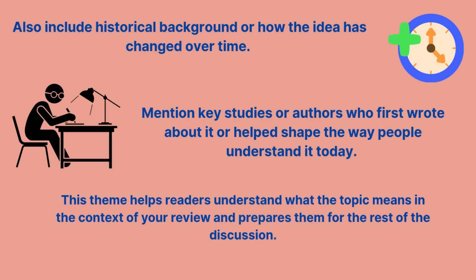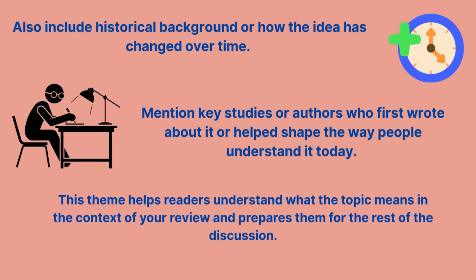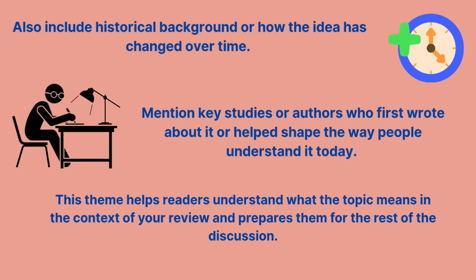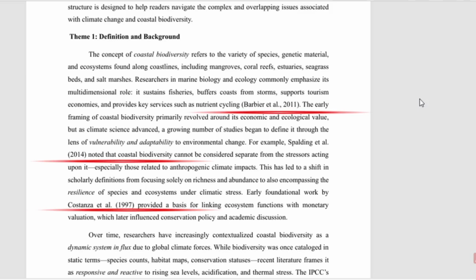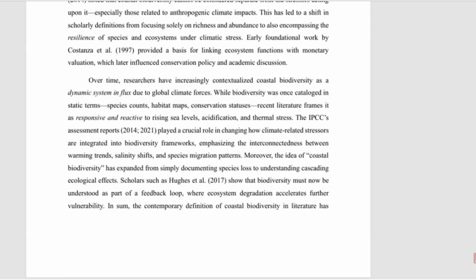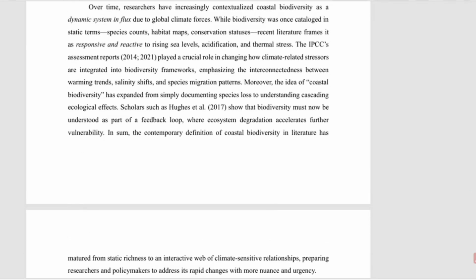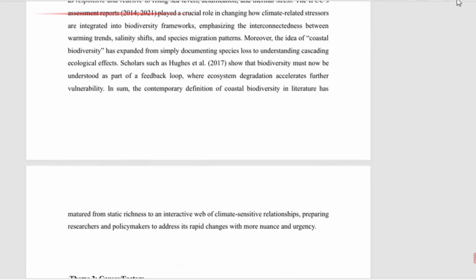This theme helps readers understand what the topic means in the context of your review and prepares them for the rest of the discussion. In this example, the first theme is about the definition and background. Here, it discusses the topic by comparing different researchers' findings and earlier research work results. Then, it talks about how ideas have changed over time by comparing those findings. It is important to analyze the topic using different researchers' findings in order to understand the topic from various perspectives.